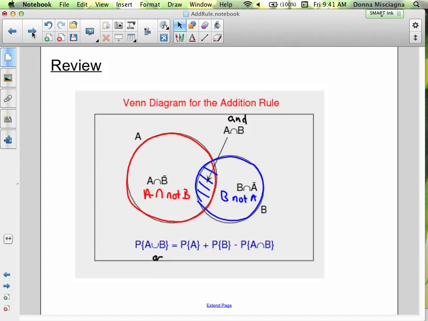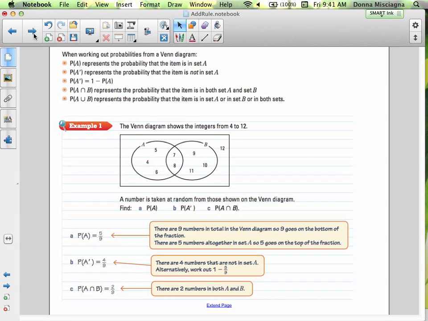Right, and then let's look at this one, a little review here. So working out probabilities from a Venn diagram. Probability of A represents that the item is in A. The probability of, this is another way to say not. So not A is the item is not in A. So that would include all of B that's not in the intersection there, and the one that's outside. The probability of not A is the same as the probability of all minus the probability of A. Because together, A plus not A equals everything.